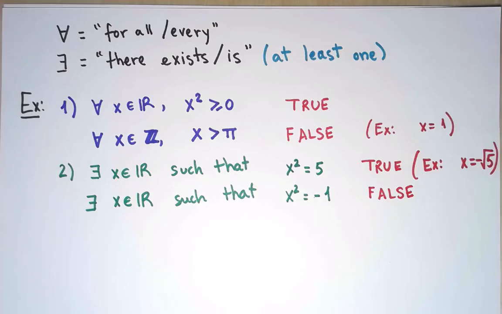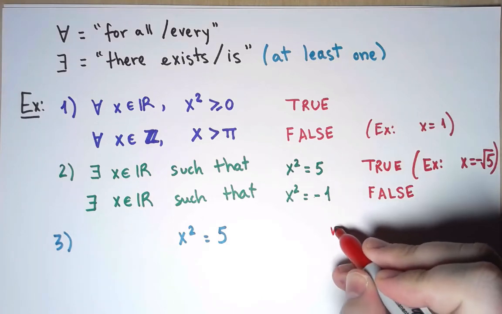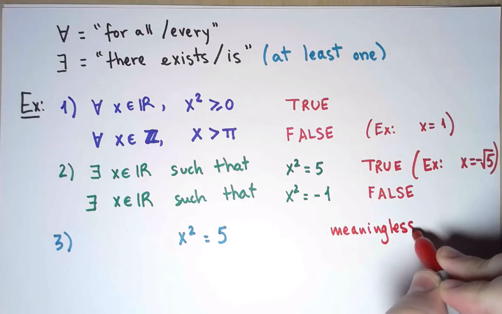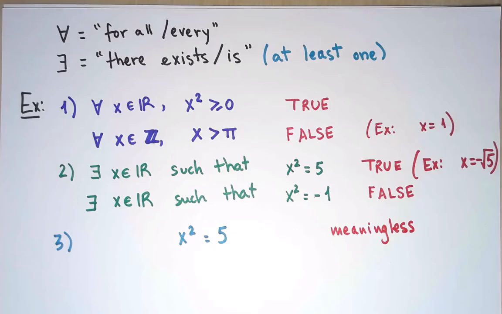To finish, I want to compare these two statements with something else. If I simply write x squared equals 5 and nothing else, is this true or false? Well, I want to say neither. The answer is that this is meaningless. In logic, we could say that this is not a statement, it's a predicate, but don't worry about that. It just means that as it stands with nothing else, this is neither true nor false.